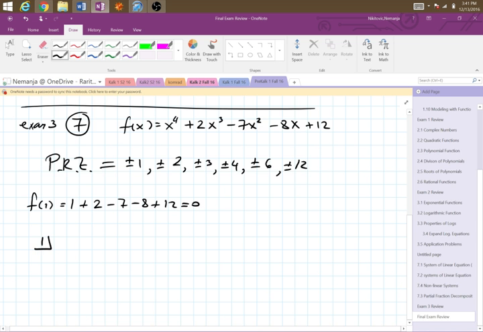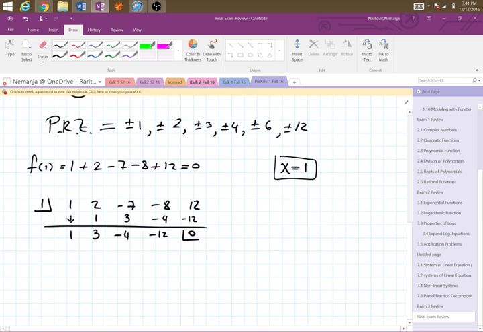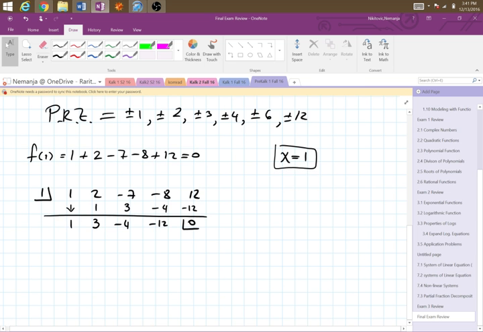So 1 needs to divide 1, 2, negative 7, negative 8, and 12. So we have 1. 1 times 1 is 1, and when you add it's 3. 3 is negative 4. Negative 4 is negative 12. Negative 12 gives you that 0. So we already have that x equals 1 is one of the roots. Now the next polynomial that we are considering here is x cubed plus 3x squared minus 4x minus 12. So that's the next step.